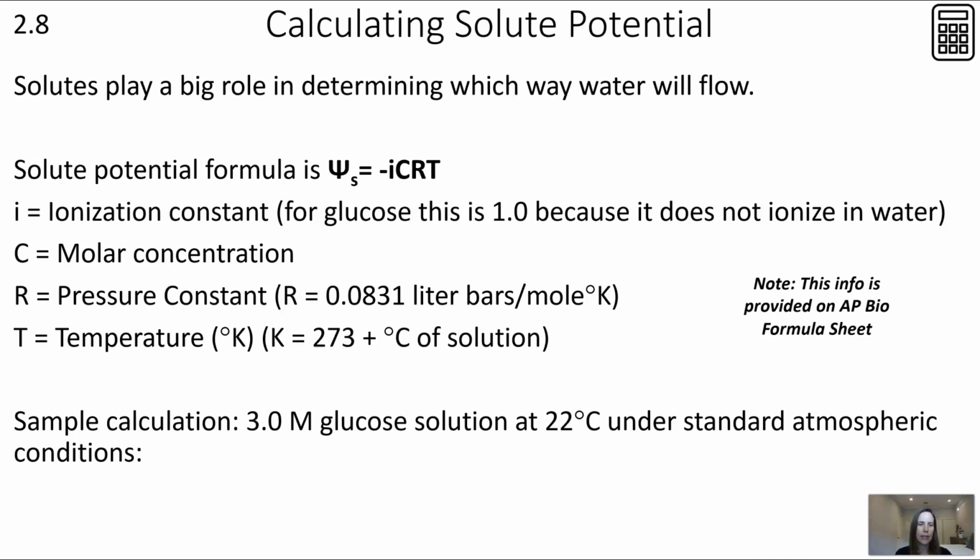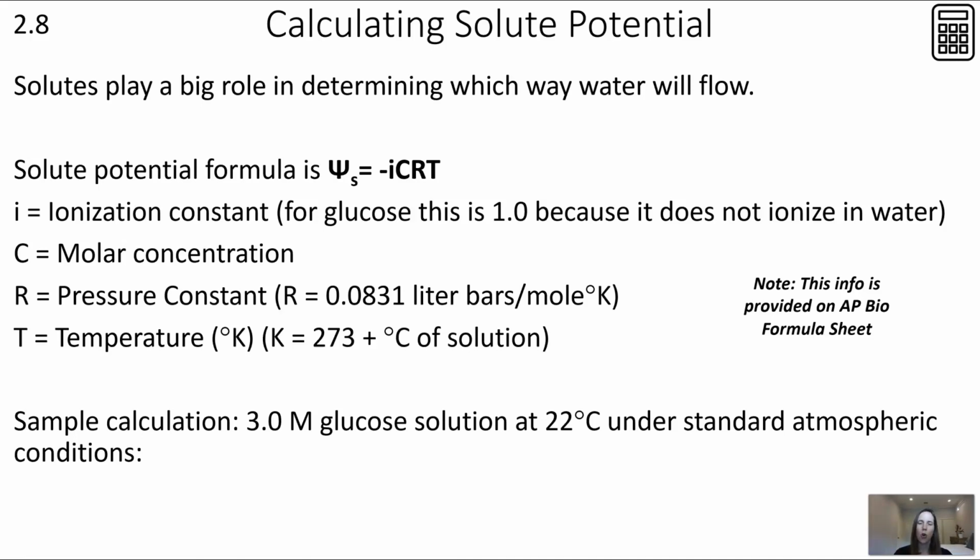Okay, so next up we have the pressure constant, R. You don't need to memorize this. This is listed on your formula sheet. And this is just a way to numerically convert all of these other factors from measures of concentration into a measure of pressure, essentially.